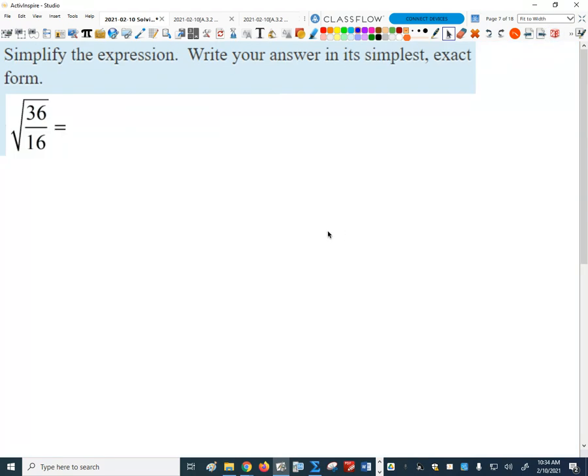Okay, so now let's work on simplifying some radicals that involve quotients. Okay? What should I do here? I got some options.